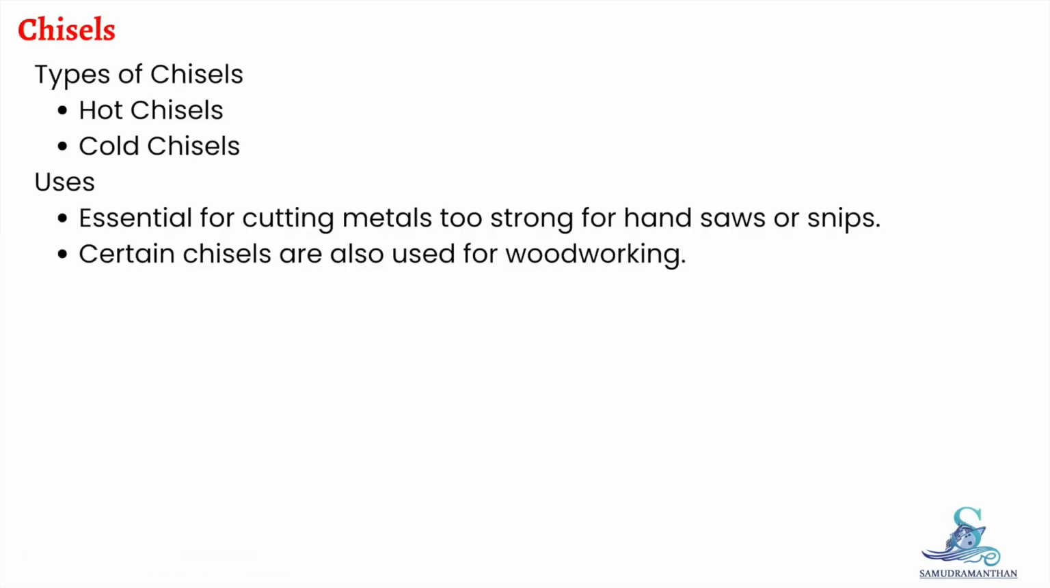So, in today's session, we learned that cutting tools play a central role in workshop operations, and we studied what cutting tools are, their classification, the construction and working of hacksaws, types of snips and their application, importance of chisels and their use in cutting heavy metals. Understanding these tools is essential for safe and effective workshop practice.